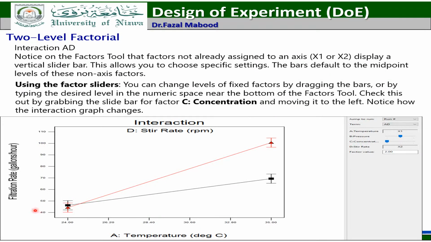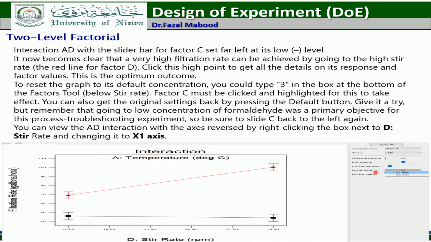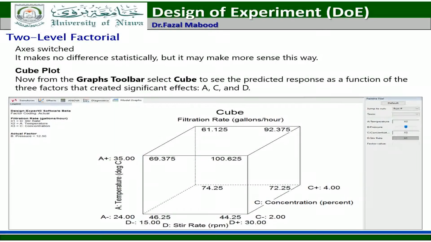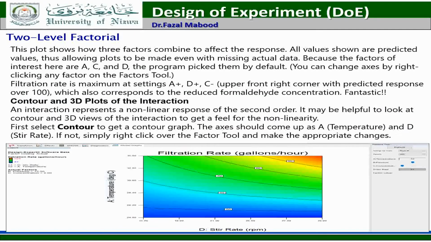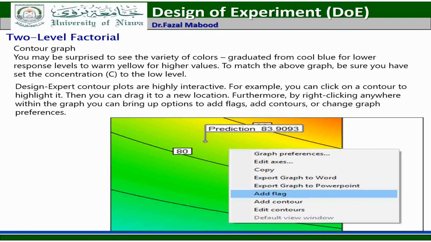This is the cube plot. The cube plot shows the effect of all the variables on the filtration rate. And here you see this is the 3D plot of the interaction and also the filtration rate response. You can also add a flag if you right click on this surface plot. From here you can also see the 3D view of the surface plot. These are different types of the surface plot.